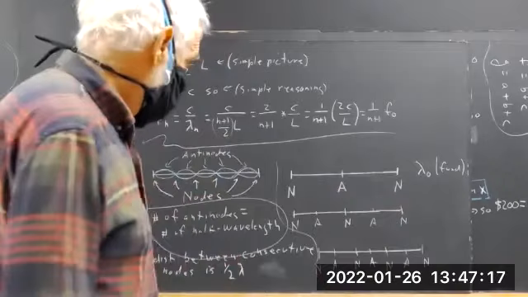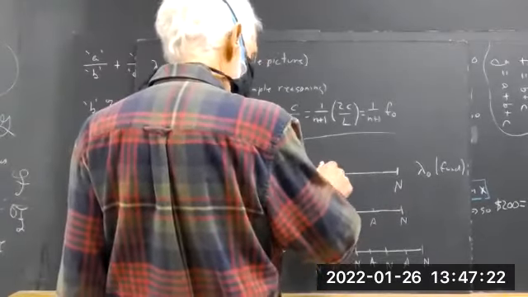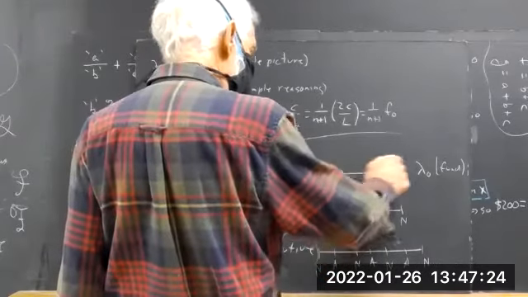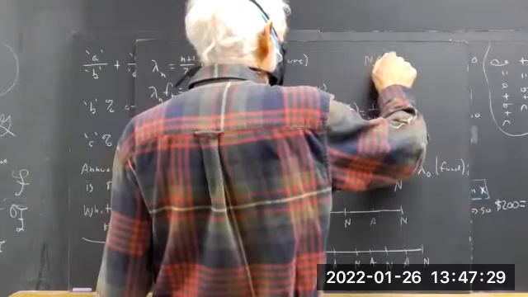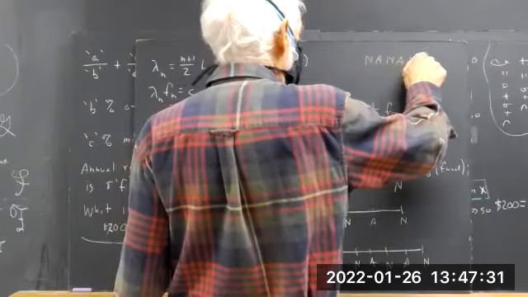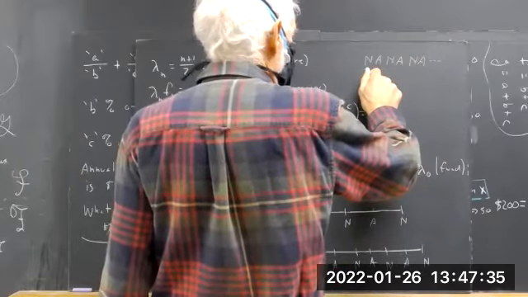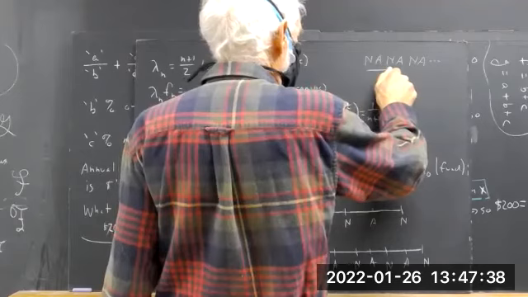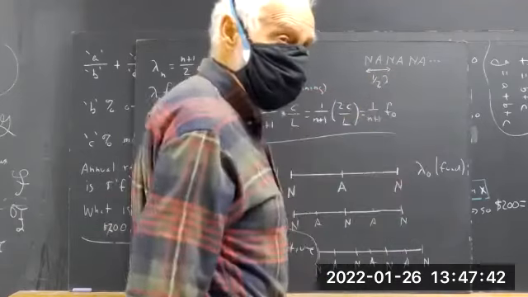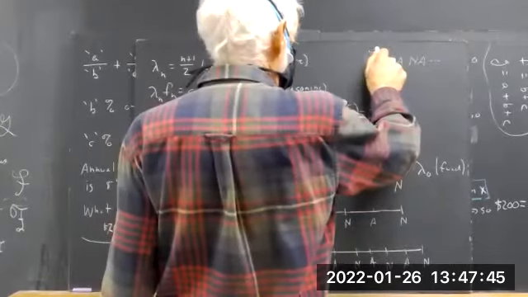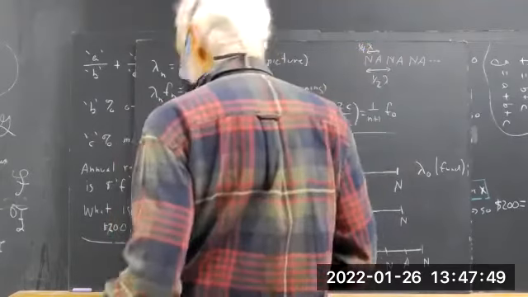Now another thing: from a node to a node, let's say we have this. From a node to a node is half a wavelength, right? From a node to an antinode is 1/4 of a wavelength.